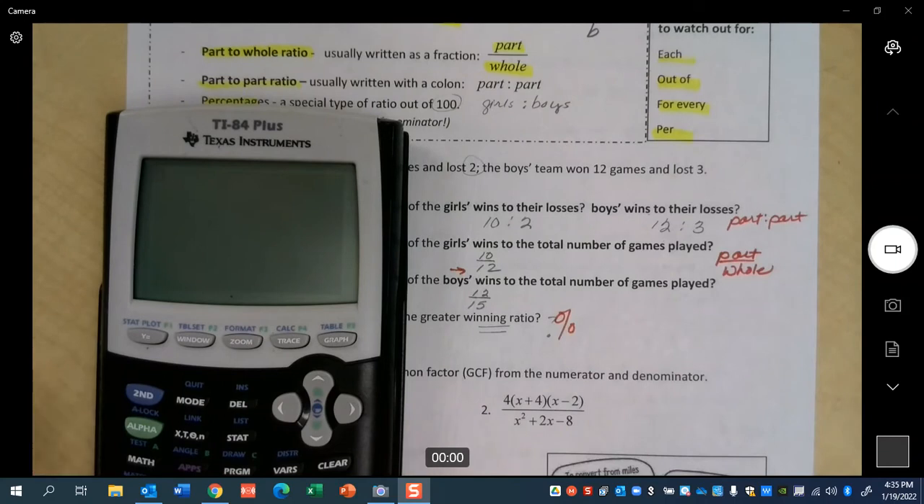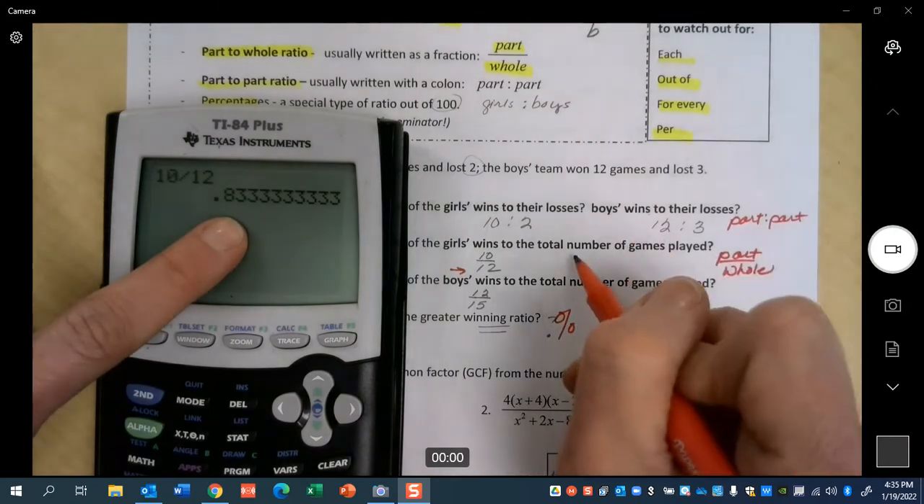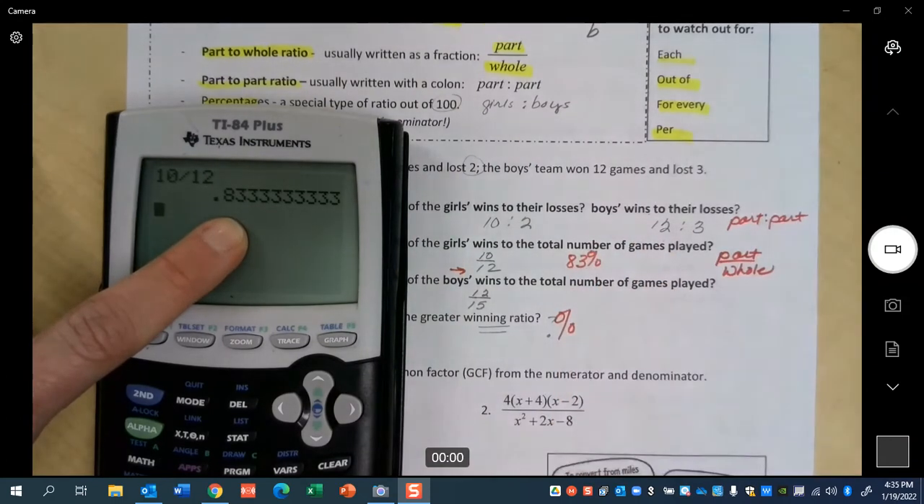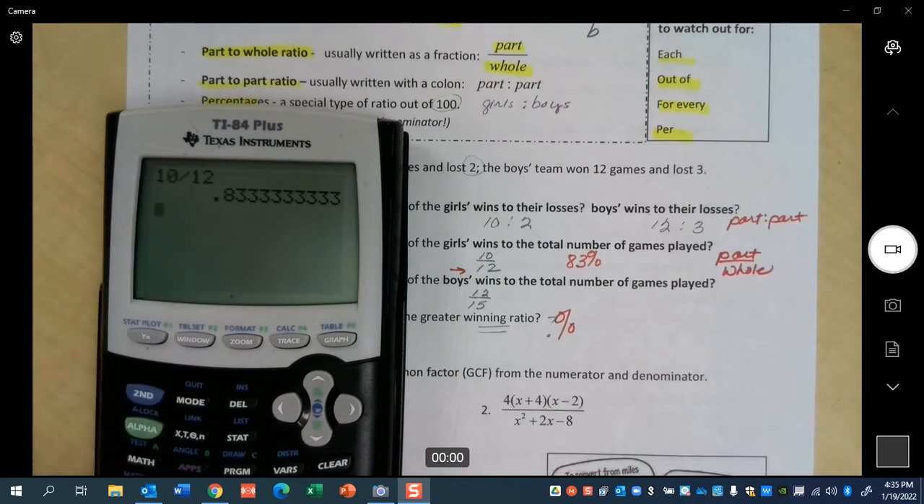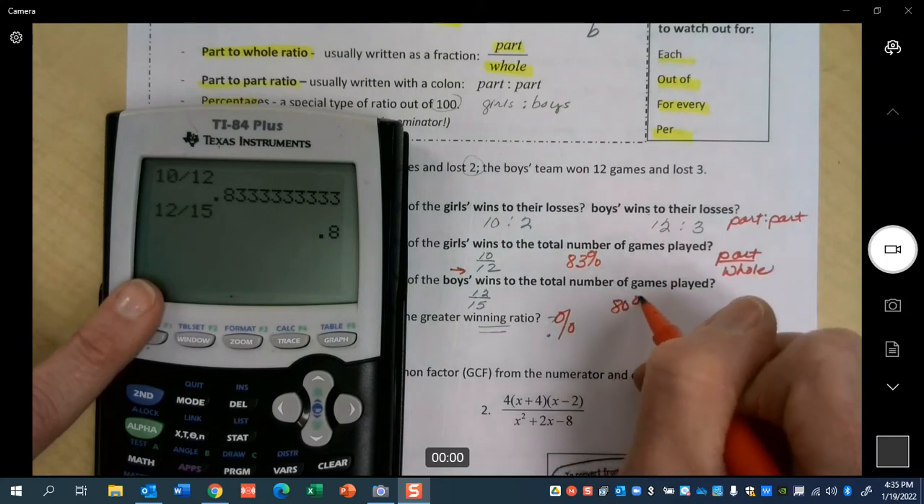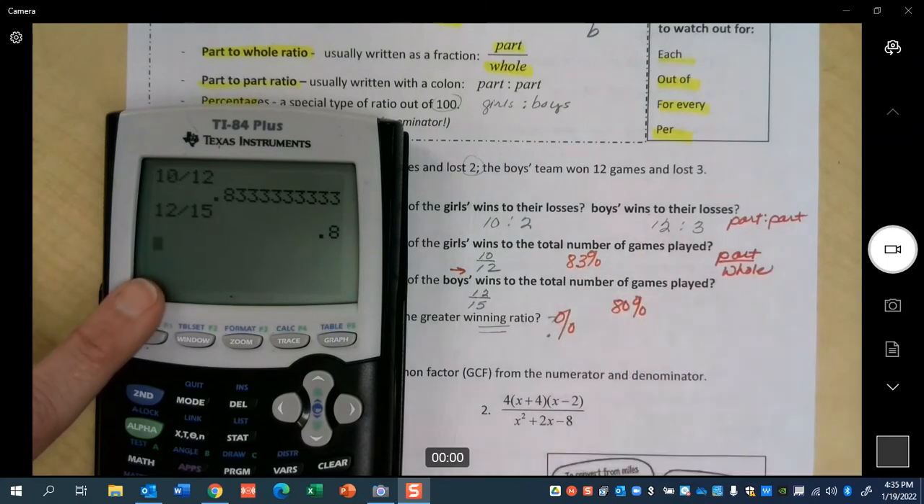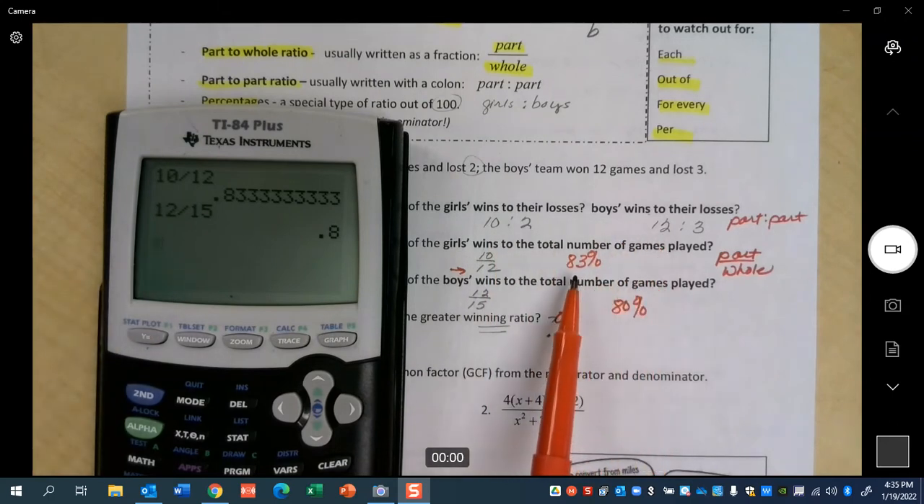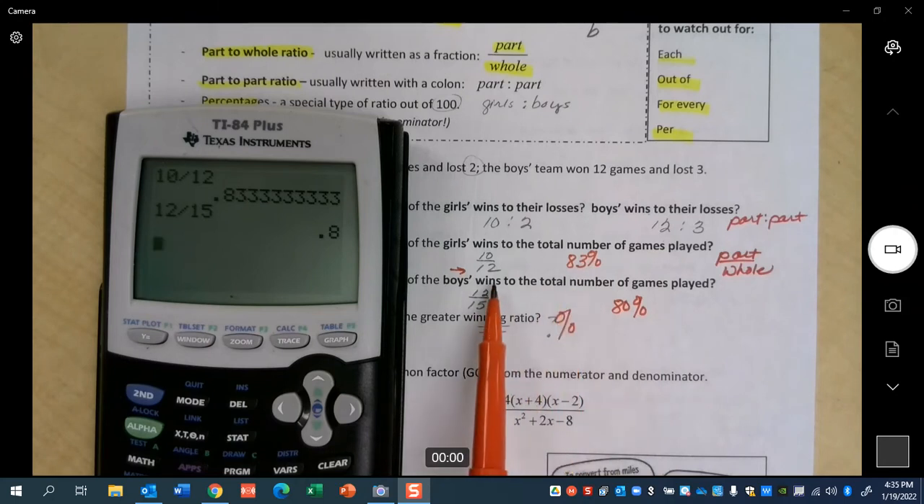If you think about 10 divided by 12, that means that the girls are winning 83% of their games. If you think about 12 divided by 15, the boys are actually winning 80% of their games. So even though the boys have won more games, the girls actually have a higher winning ratio because of the difference between those denominators.